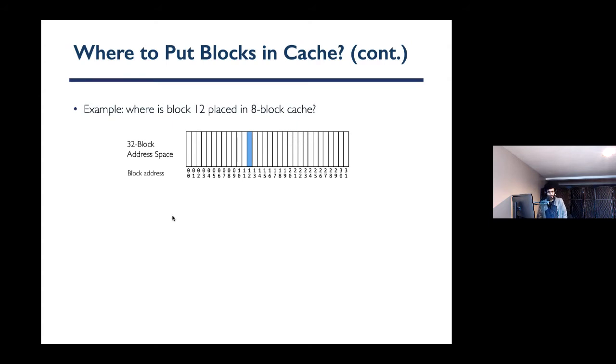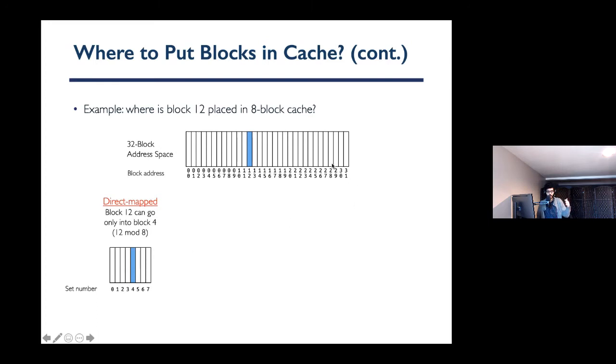Okay, so here's another example. Let's say this is our memory, and it has 32 memory blocks. So these are the addresses from 0 to 31 memory blocks I have. Now let's look at different caches and see where in the cache we should search. Let's assume that the cache size is 8.